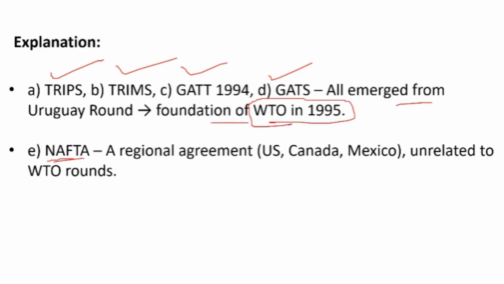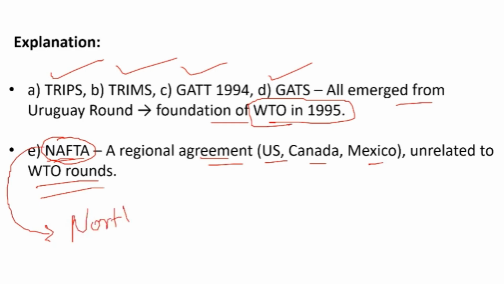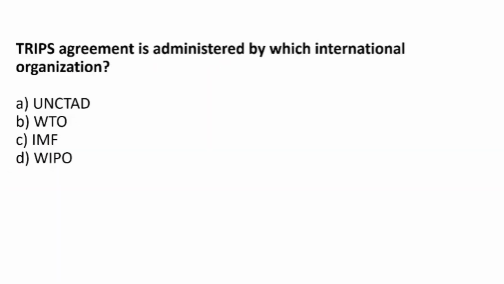NAFTA, a regional agreement including the US, Canada, and Mexico, is not related to the WTO. NAFTA is a different agreement. All right, I'll give you homework for NAFTA. Just put a comment in the comment box. What is the full form of NAFTA? It is related to North America. I have already given you the hint. Now you have to complete the answer. Give it in the comment box.